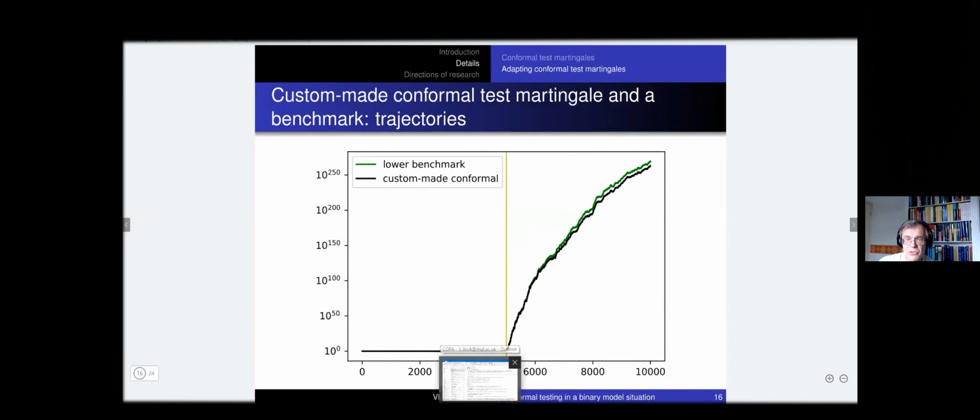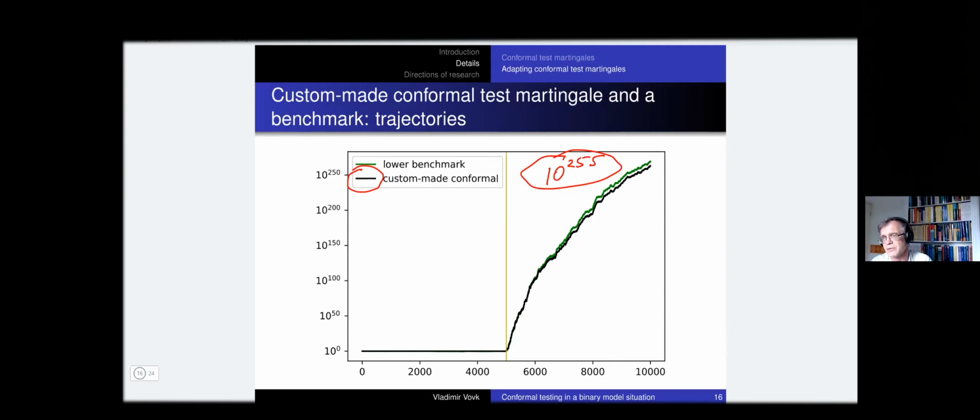And this is what you get. What you get is what I call a custom-made conformal martingale. It uses the full knowledge of our true distribution. It's shown in black here. We can see it achieves something like 10 to the 255. This value is the best you can achieve using conformal martingales. It might not be quite the best, because there were some approximations on the previous slide. But this is what you can achieve using conformal martingales.